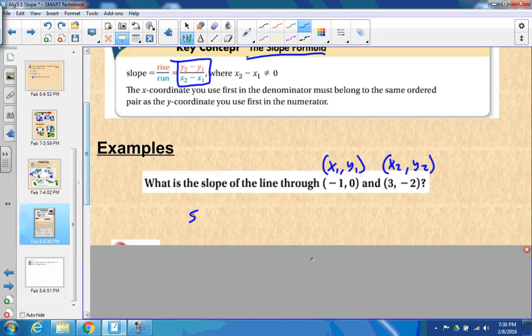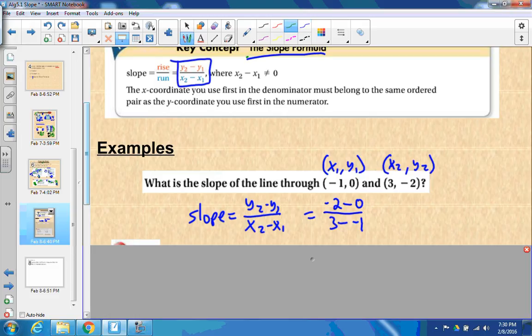The slope formula is y2 minus y1 over x2 minus x1. And I'm going to plug those numbers in. So our y2, our second y, is -2 minus our first y, which is 0, all over our second x, which is 3, minus our first x, which is -1, so minus -1.